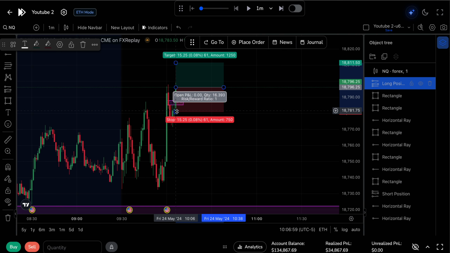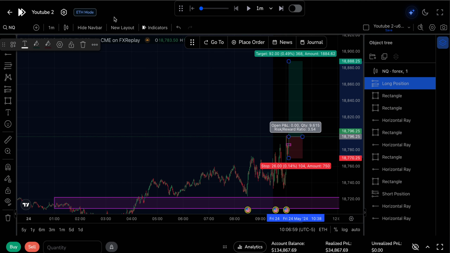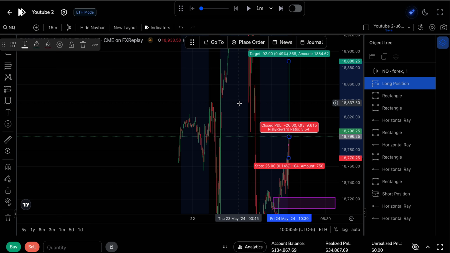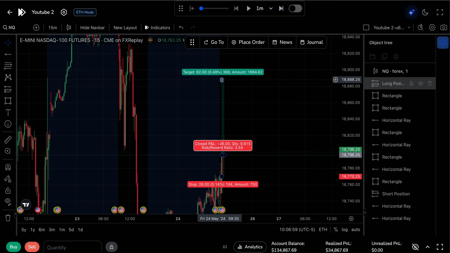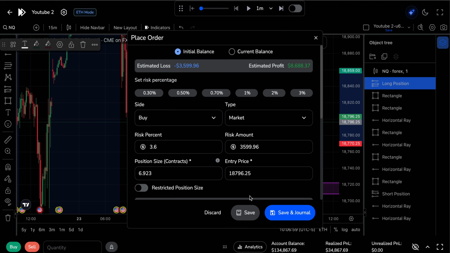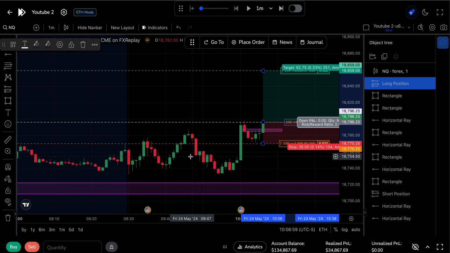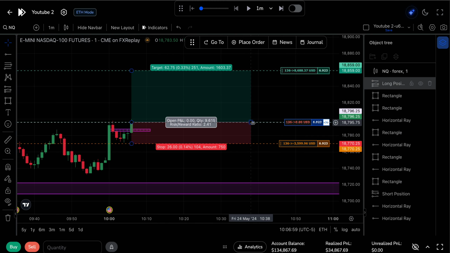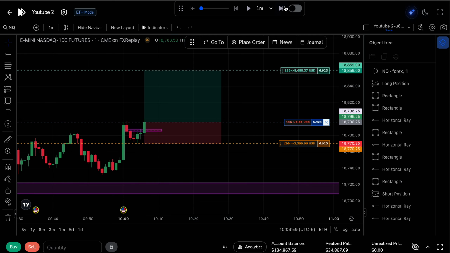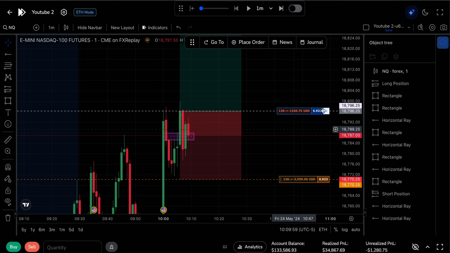Long here. Stops below there. And then we can have a pretty crazy take profit because of all of these gaps. Take profit will be right here for a 2.41. Place order, save. Beautiful. Let's see how this one plays out. Okay, that's good.